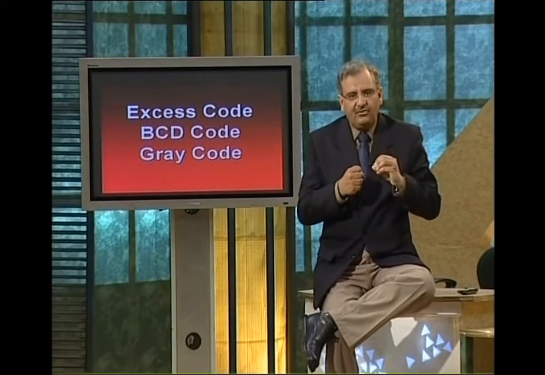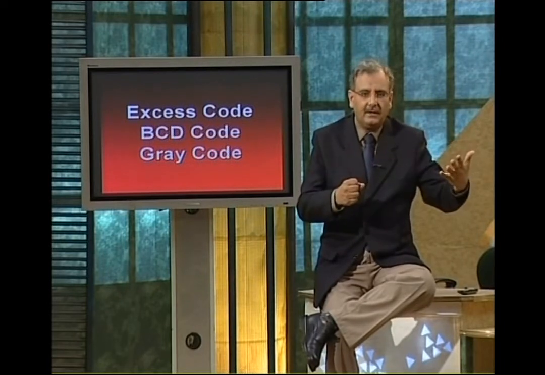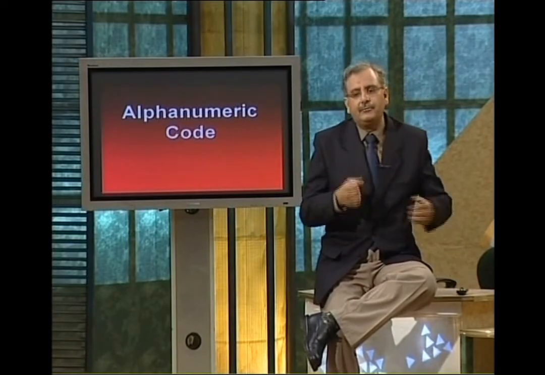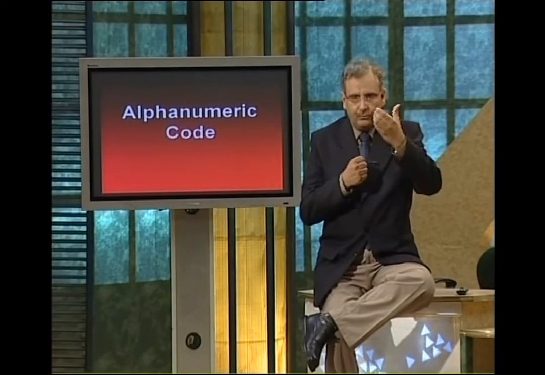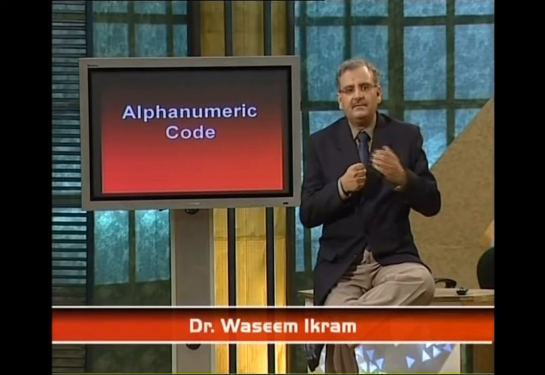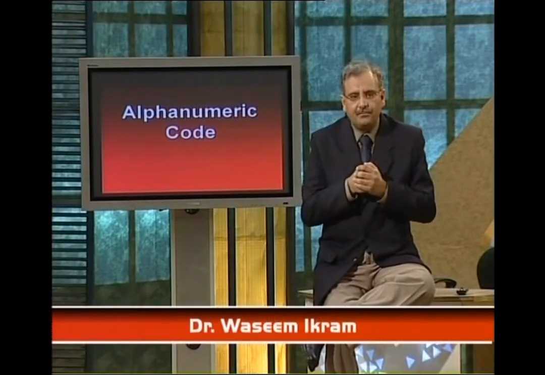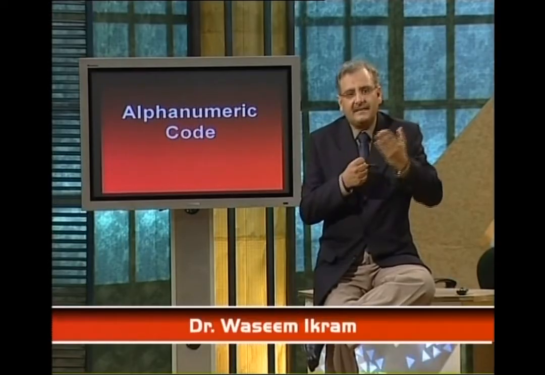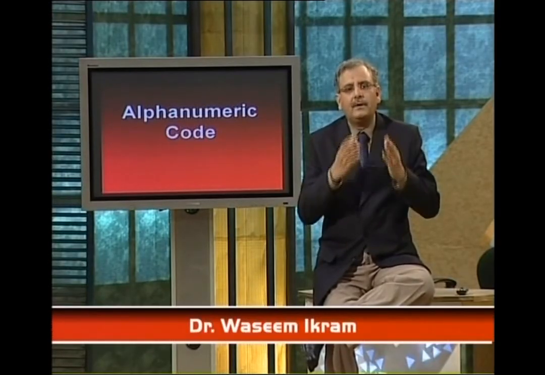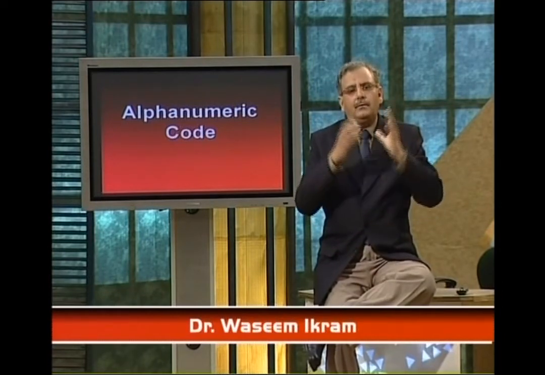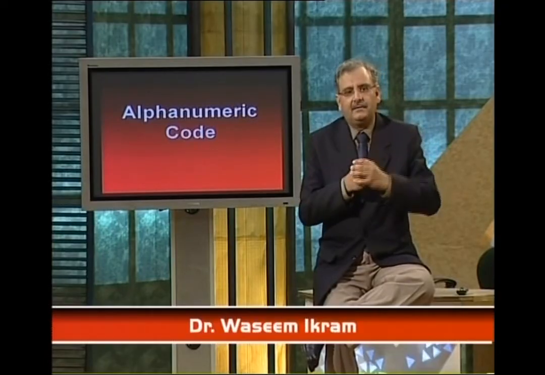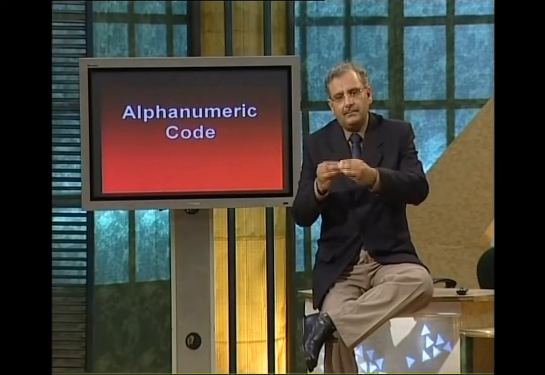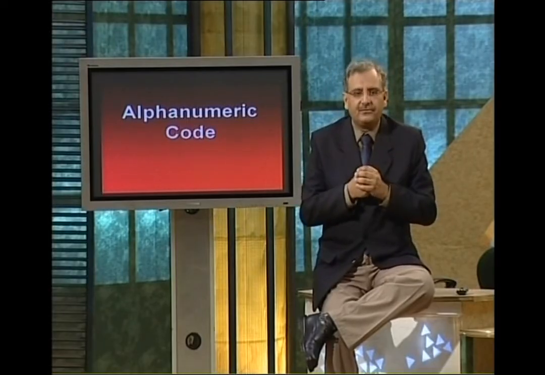Now, the representation which is used to represent text and punctuation marks is known as an alphanumeric format, or the alphanumeric representation. The most commonly used representation is the ASCII representation, the American Standard Code for Information Interchange. It is a 7-bit format. So how many codes do you think it can represent? 2^7 gives you 128 unique codes. Now, the 128-character ASCII code is divided into capital letters, small letters, numbers, punctuation marks, and some control characters.